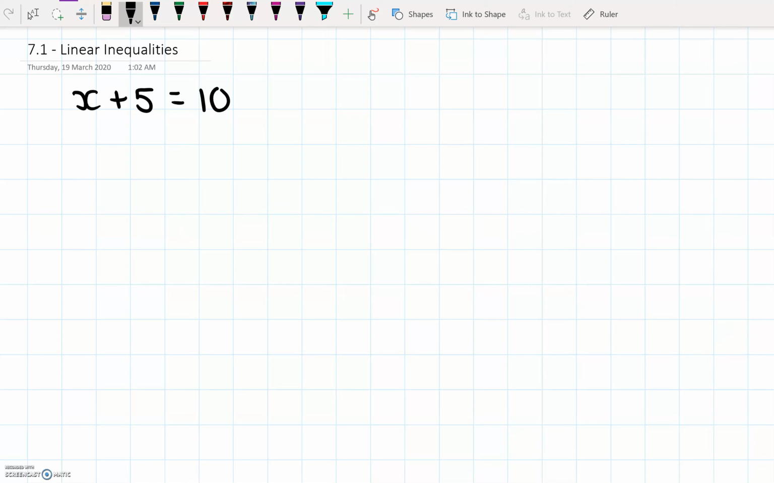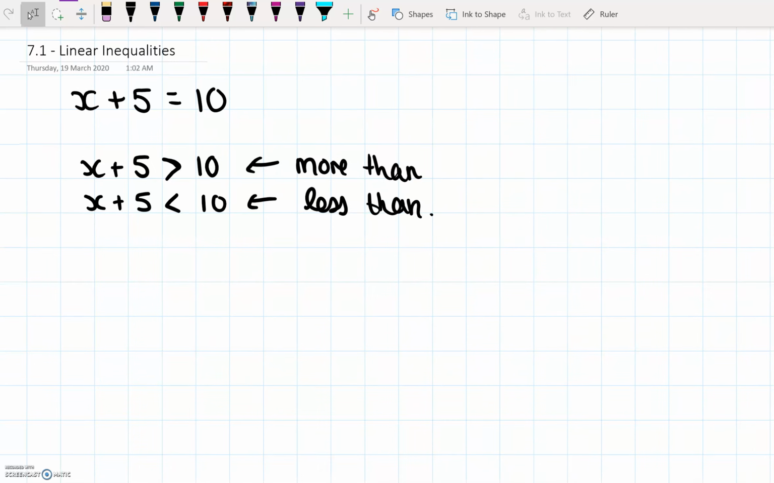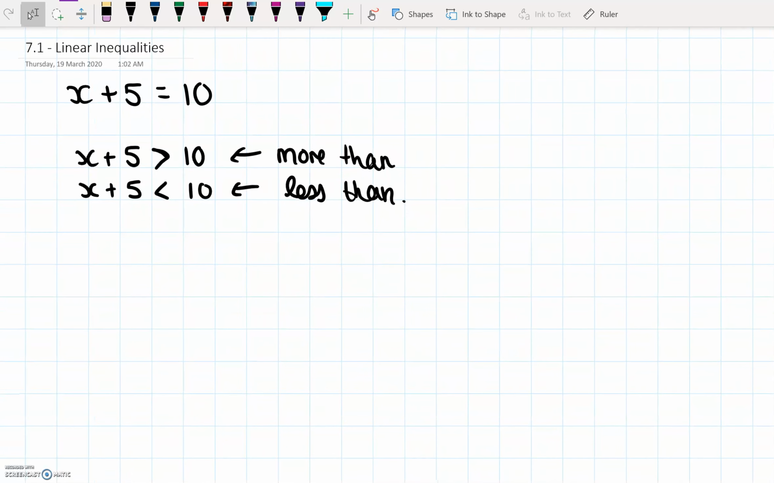So in the case where we say more than, we can say x plus 5 is greater than 10. This is more than. We can also have a situation where we know that x plus 5 is less than 10, and this would be less than. So these are our options that we can have.